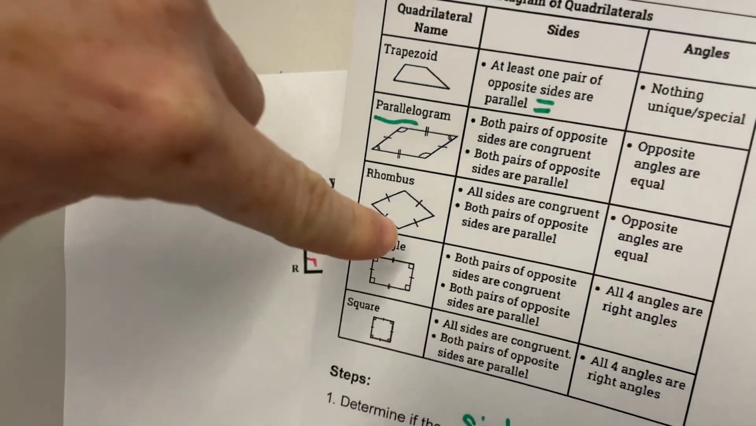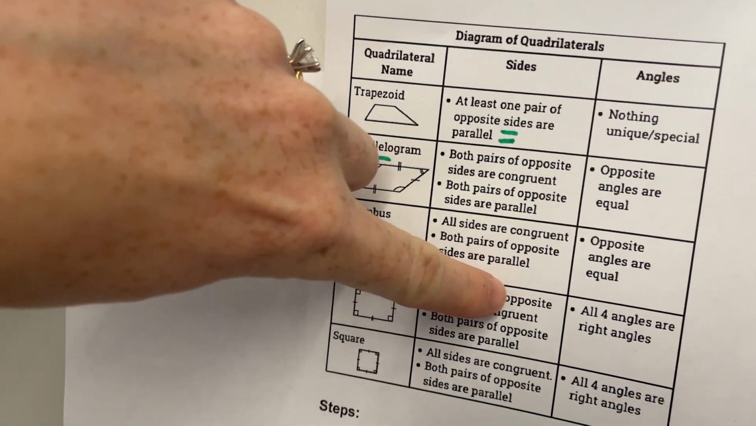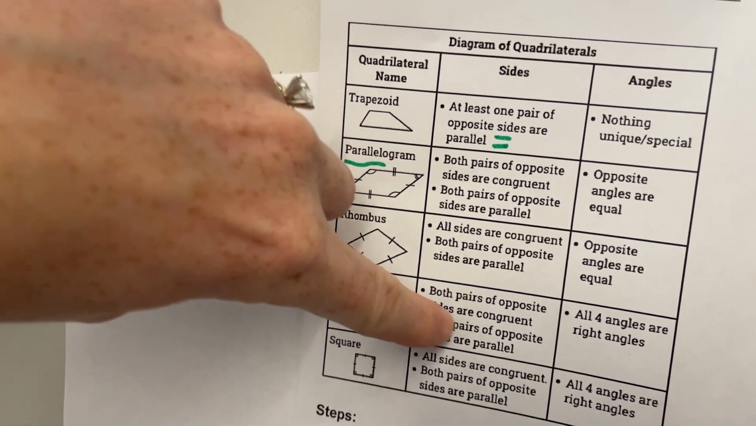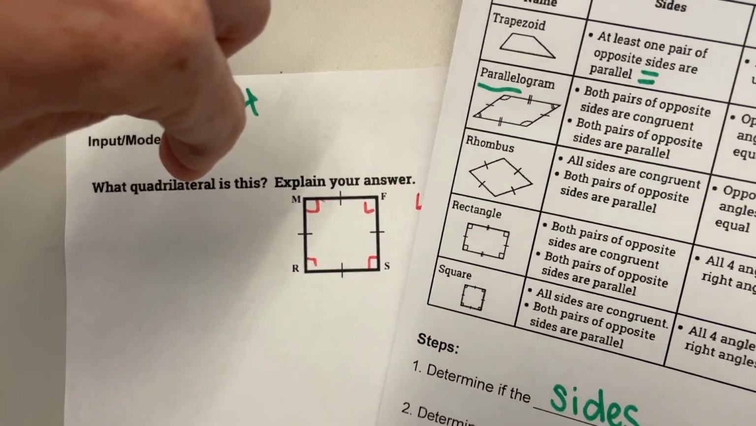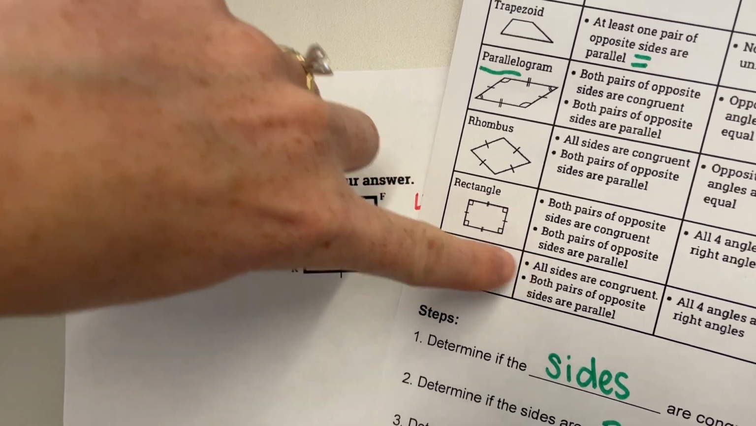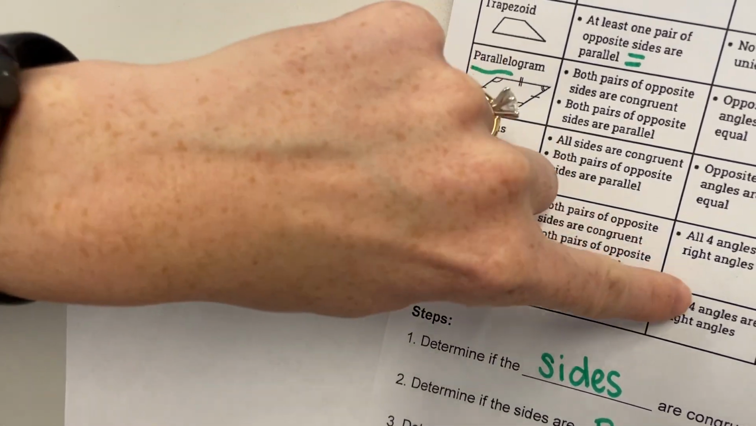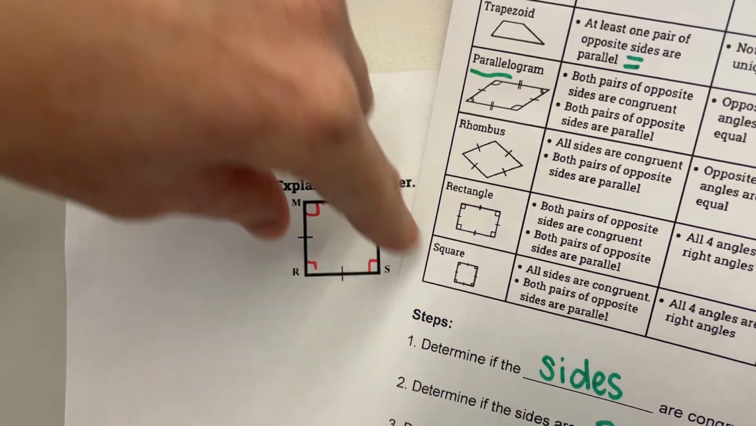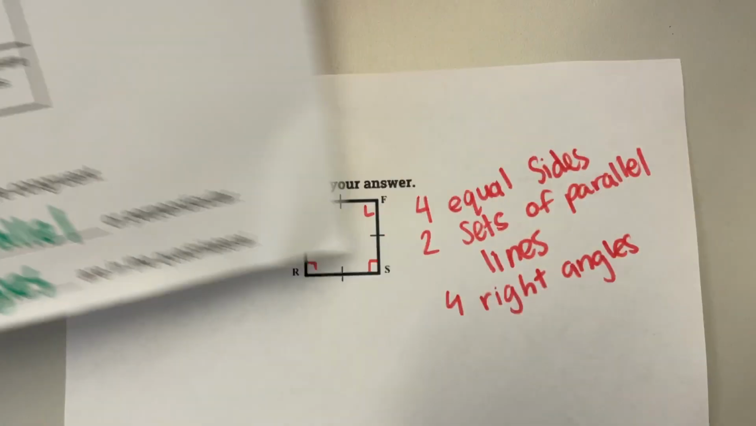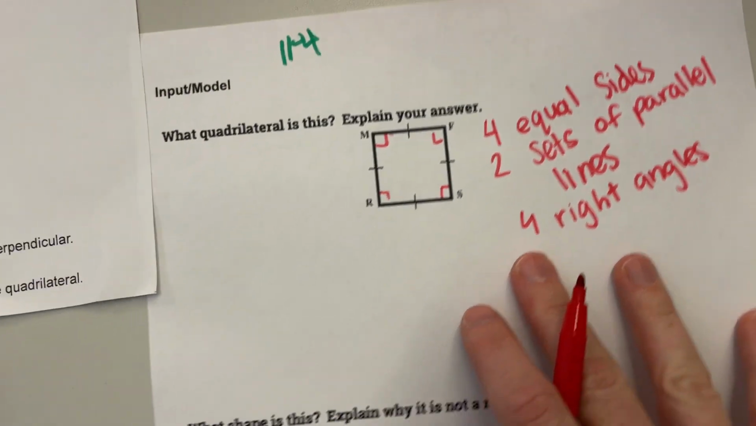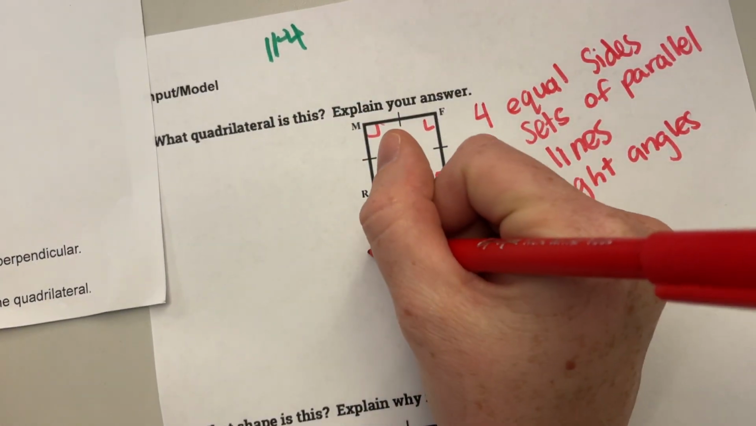I can say that it's a rectangle because both pairs of opposite sides are congruent and both pairs of opposite sides are parallel. I can also say it is a square. This is the most specific. It's a square because it has 4 right angles, 4 sides that are congruent, and both pairs of opposite sides are parallel. So this is a square.